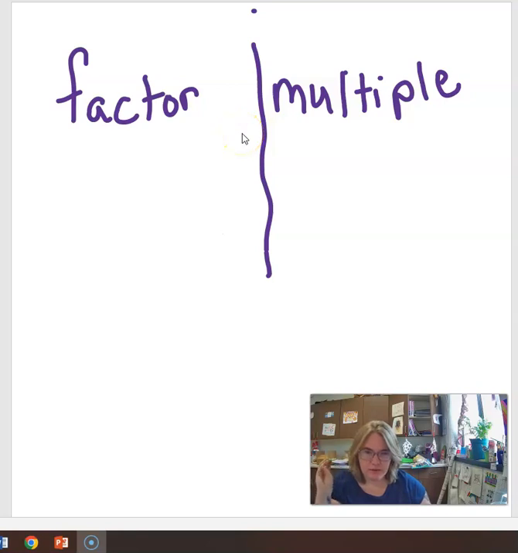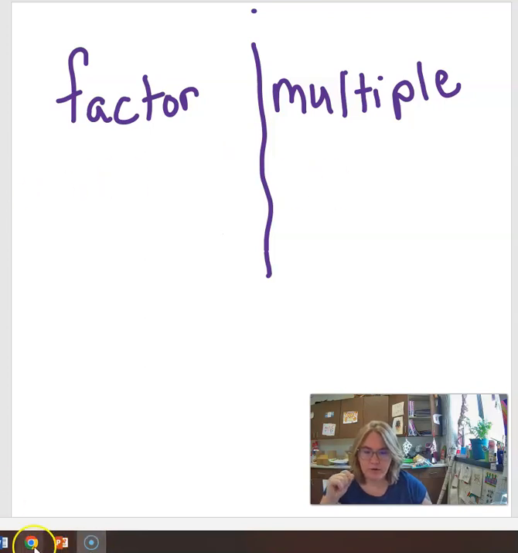Hello scholars, today I'm going to be giving you a quick introduction to the difference between a factor and a multiple. As we begin our course, we know what we are expected to do when we are asked to find the greatest common factor or least common multiple. And when we are working with fractions and finding these different numbers, we are going to be multiplying or dividing.